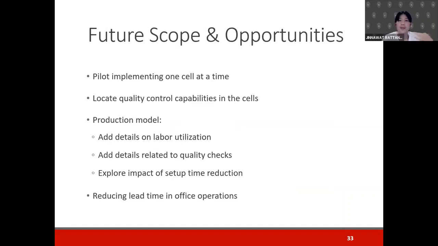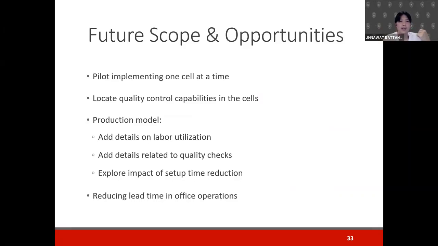Next is the future scope and opportunity. First is implementing one cell at a time. I think we should start implementing one by one. Going slowly is better than changing really quickly, because we cannot respond that fast.